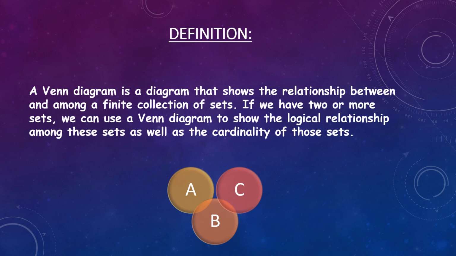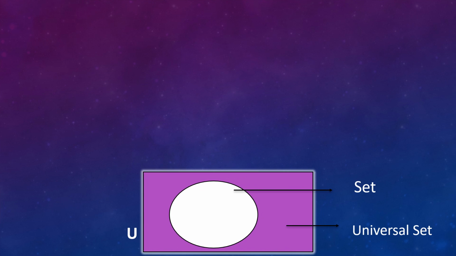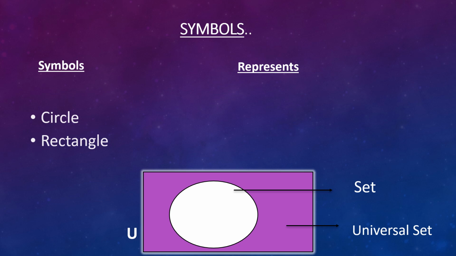This is an example of a Venn diagram. We have three circles here and they are the sets. Symbols used in Venn diagrams: a circle represents a set and a rectangle represents the universal set. If you want to know what these are, then refer to my previous videos.